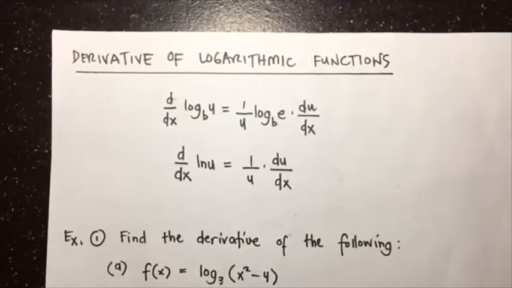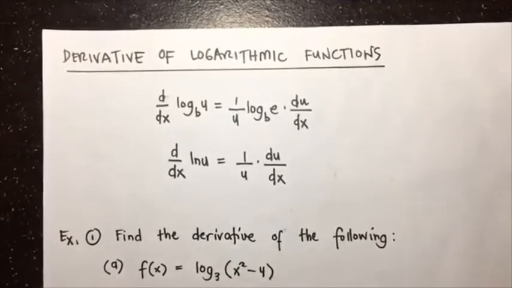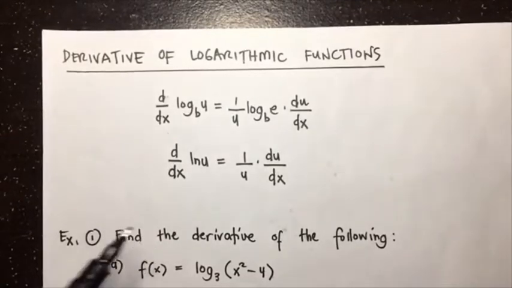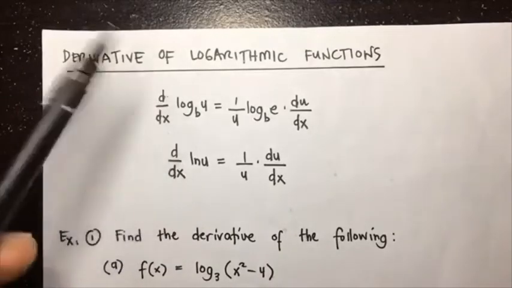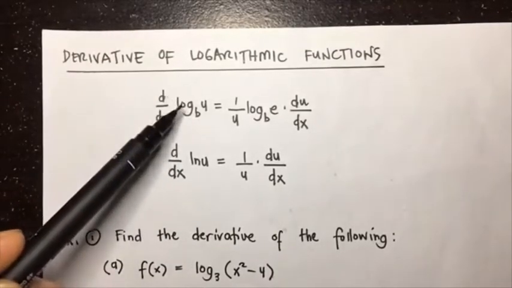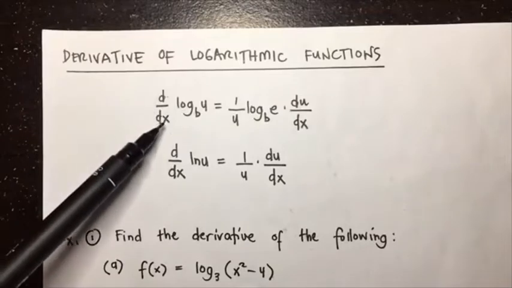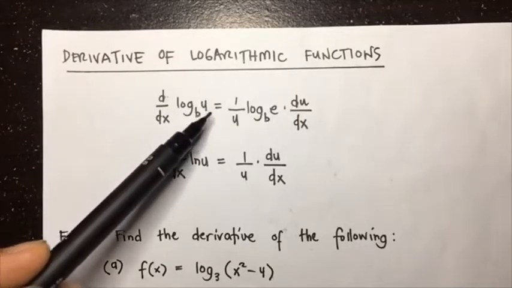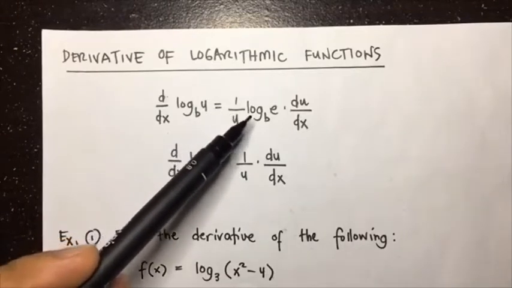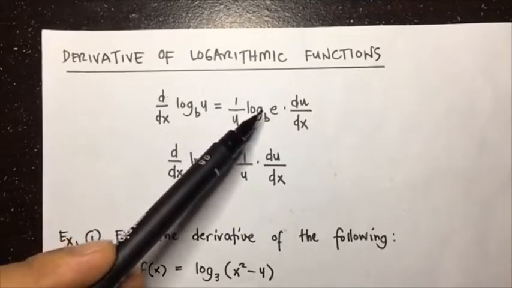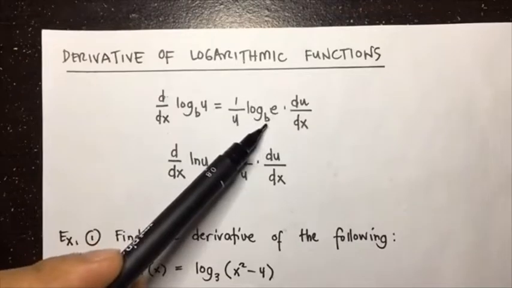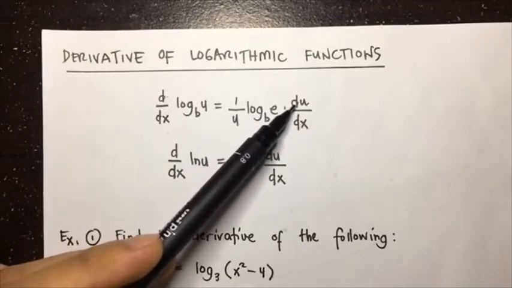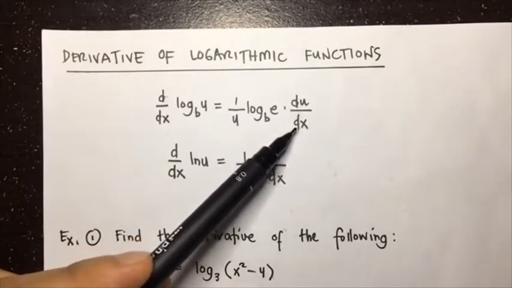Okay, so for this video, we will be discussing the derivative of logarithmic functions. For the derivative of logarithmic functions, we have the following formulas. The derivative with respect to x of the logarithm of u to the base b is equal to 1 over u multiplied by the logarithm of e to the base b multiplied by the derivative of u with respect to x.